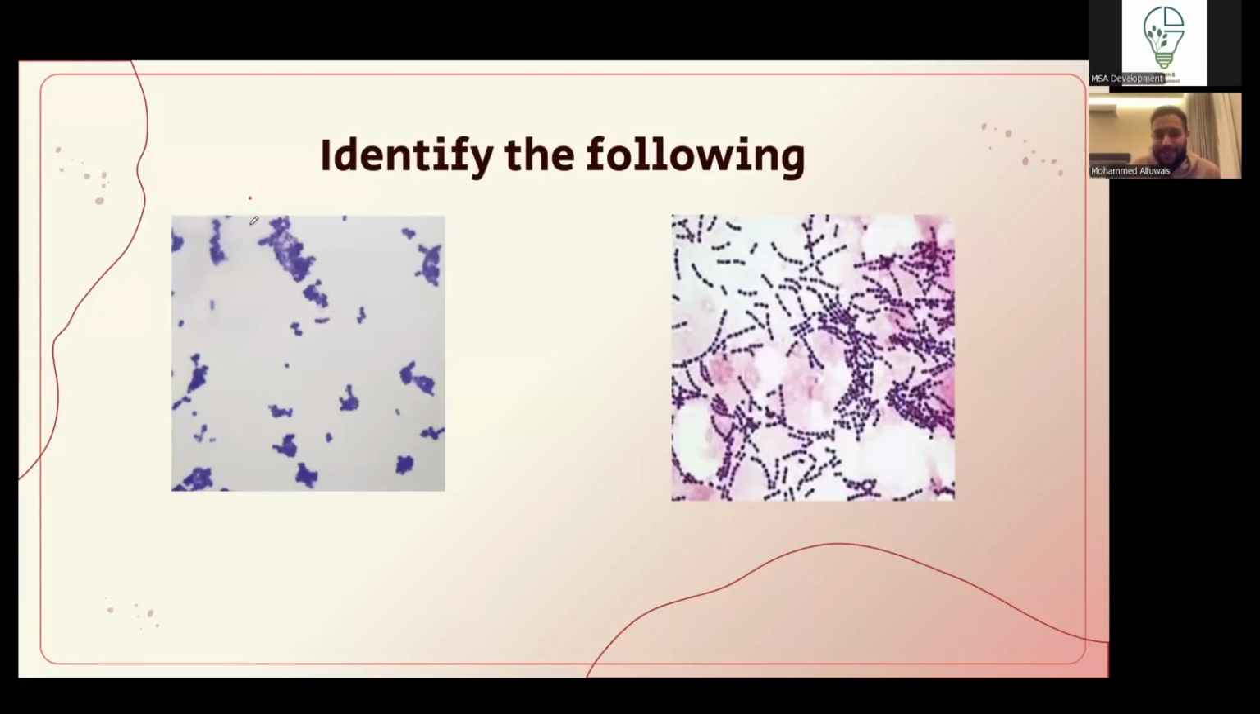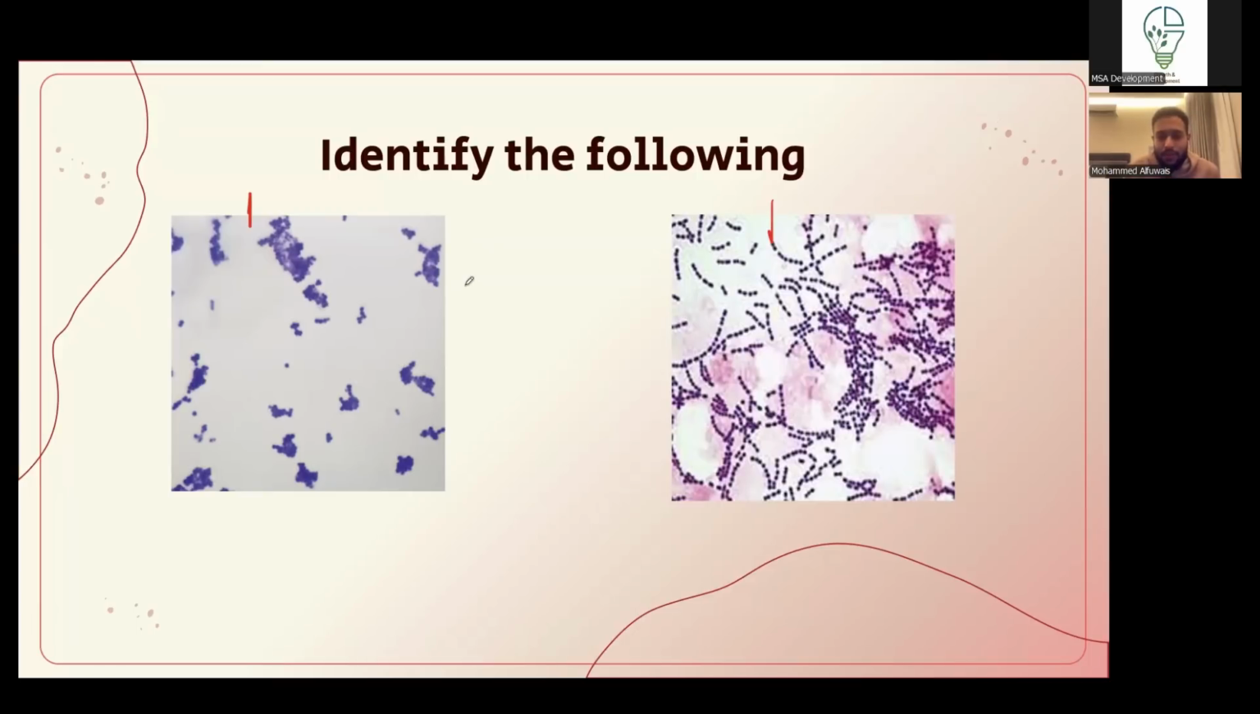For your first organism, what is this one? We covered it yesterday, so it should be quick. Staph aureus, which is gram-positive or gram-negative? Positive. Okay, good. And is it a cocci or a bacilli? Cocci. Is it in clusters or chains? Clusters. Good. This one, what is this organism? Strep pyogenes, which is a gram-positive cocci in chains or clusters? Chains. Good.